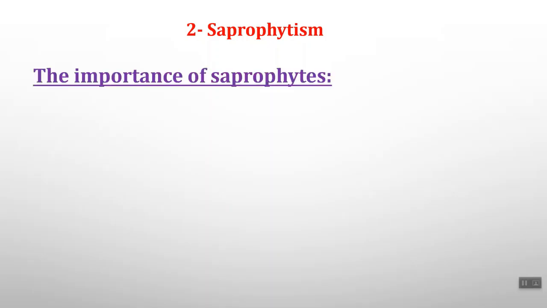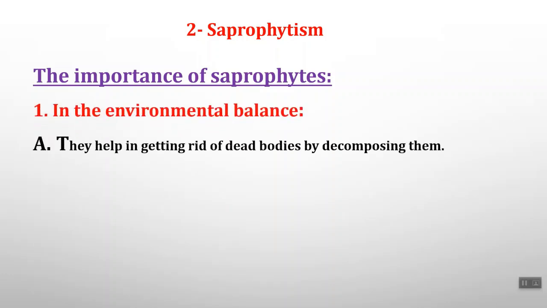And we have the second factor that keeps the environmental balance. It is the saprophytism. The saprophytism is the food relationship in which the saprophytes, or the decomposers, such as mushrooms, fungi, and bacteria, get their food by decomposing food remains or dead organisms. Here, the saprophytism is very important. Why? Because it helps in getting rid of dead bodies by decomposing them.